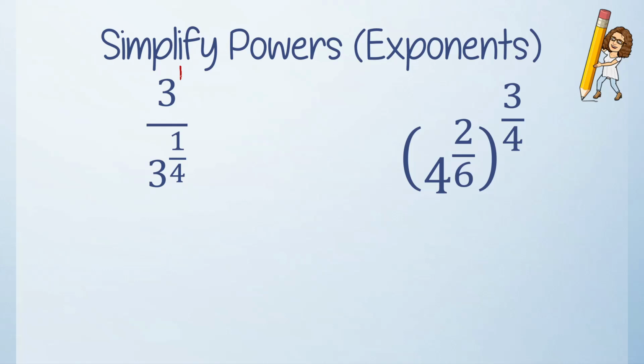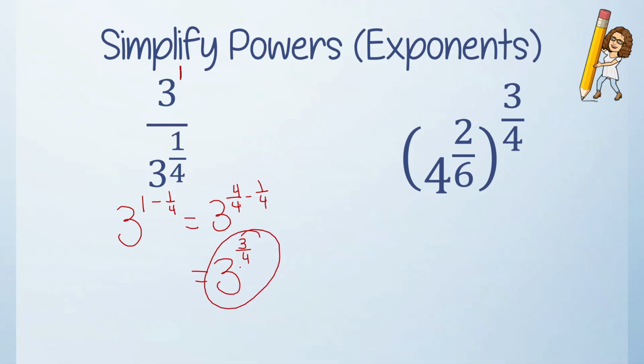So now I can subtract my exponents, right? So I'm going to do 3 to the 1st minus 1/4. 1 is the same as 4/4, so I'm just going to change that around here. So 4/4 minus 1/4 would be 3 to the 3/4 power. And since that does not simplify, I'm not going to do anything further.